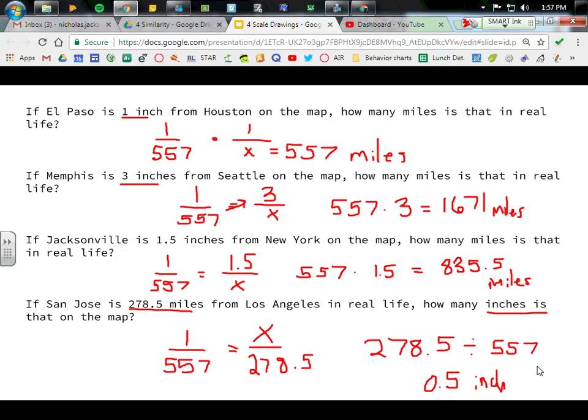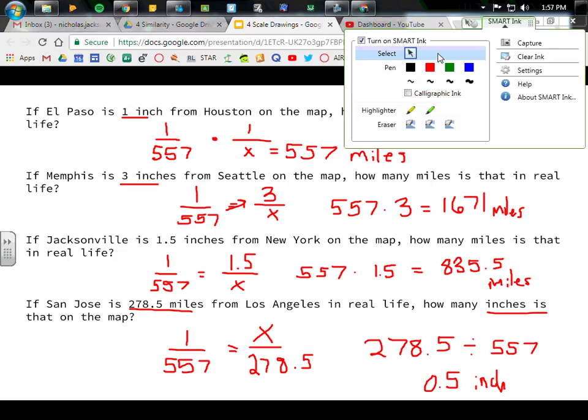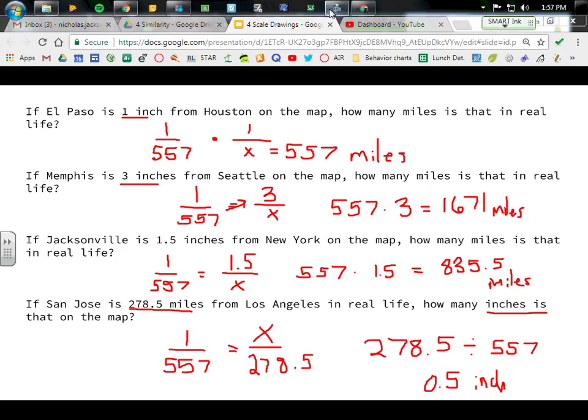Okay, so that's my tutorial on scale drawings and how you use a scale on a map.